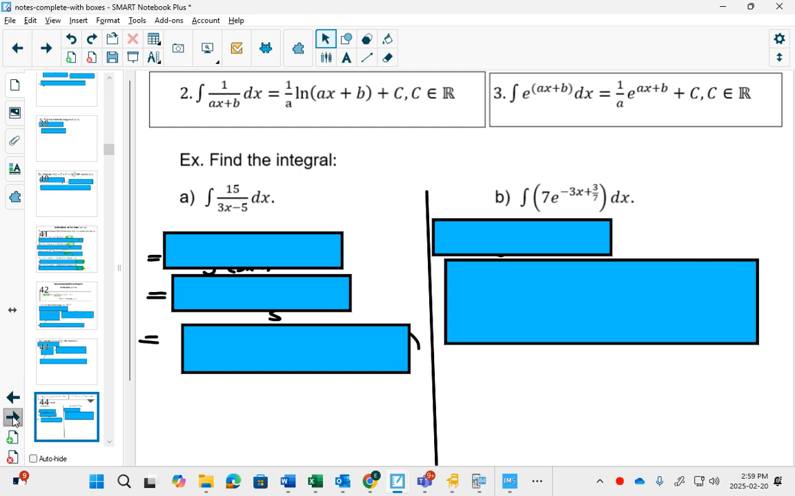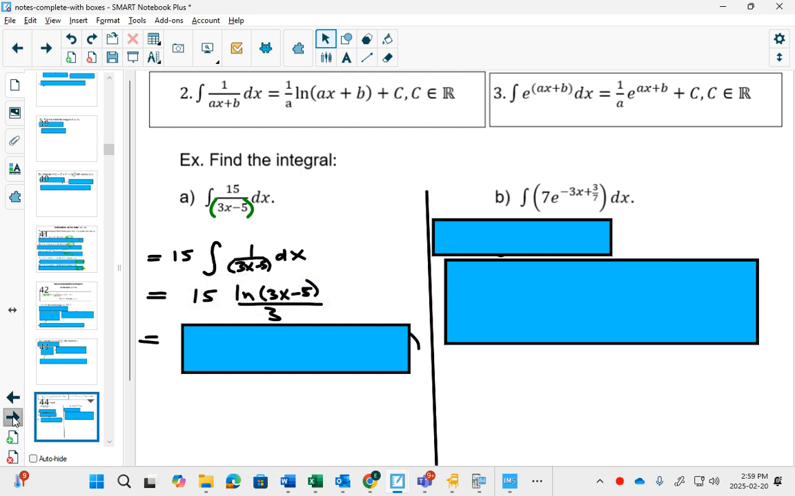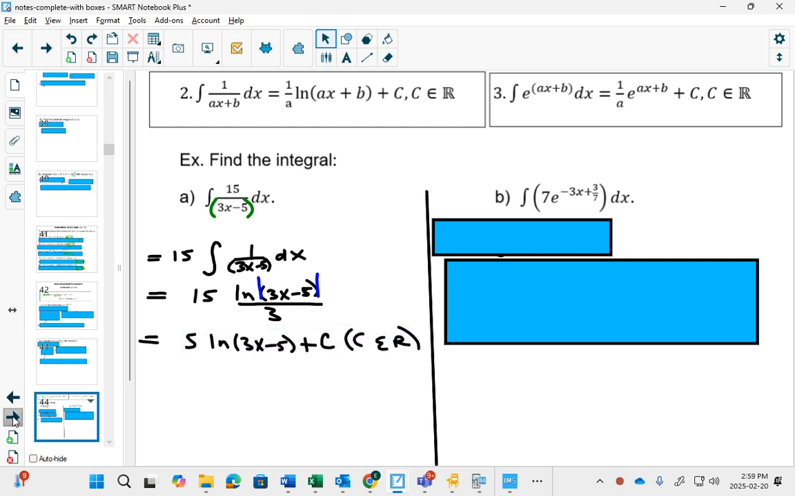So we recognize this as 1 over x but instead of x, you have 3x minus 5. So we can pull that 15 out. 1 over x is the natural log, so this one is going to be 15 natural log, and I'll add my absolute value bars there. But then, because I have a chain rule, I need to divide by 3 as well.